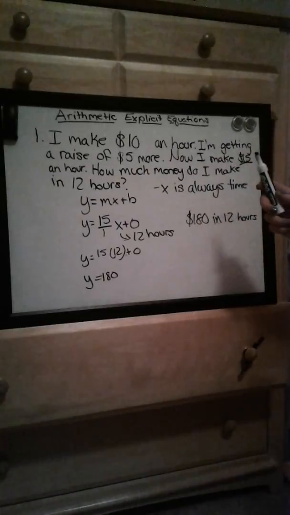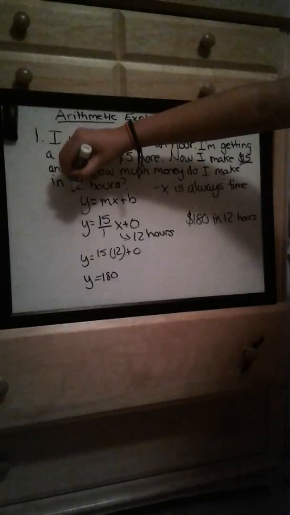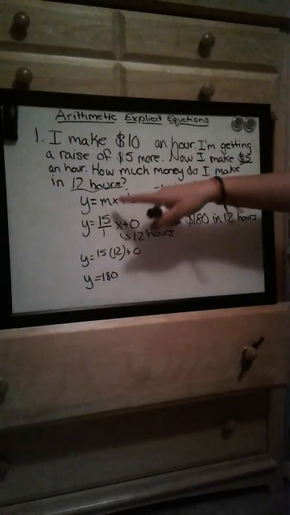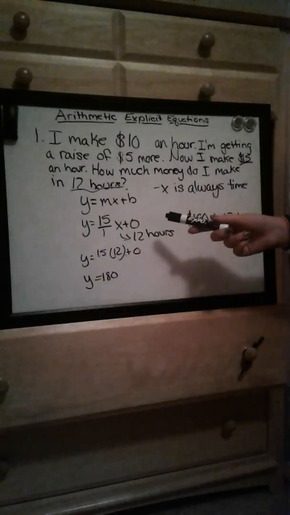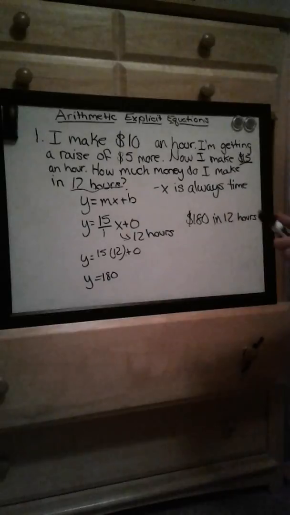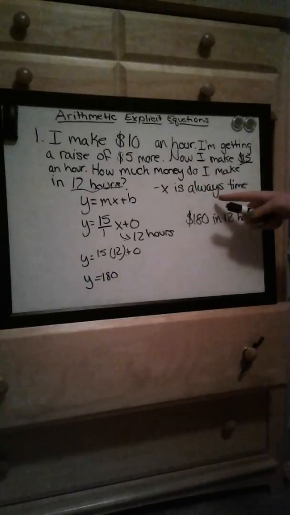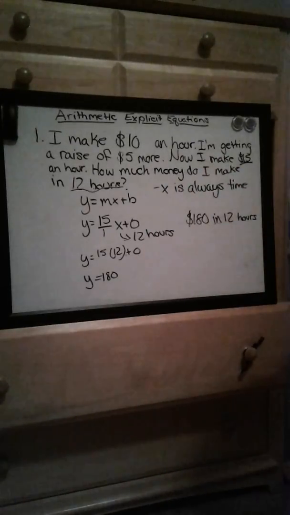Okay, so now I make $15 an hour. How much money do I make in 12 hours? Okay. Here's my equation, y equals mx plus b. So we know that m is our slope and b is our y-intercept. And y and x are our y and x values. So, quick reminder here, x is always time, because time is always independent and x is always independent. You will hear me say that a lot. It's really important to get in your head.